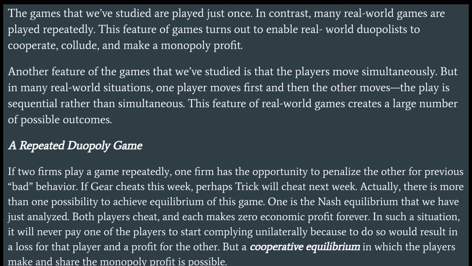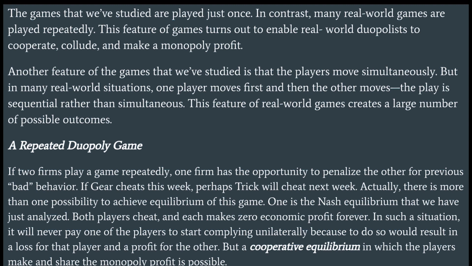Another feature of the games that we have studied is that the players move simultaneously. But in many real-world situations, one player moves first and then the other moves. The play is sequential rather than simultaneous. This feature of real-world games creates a large number of possible outcomes.